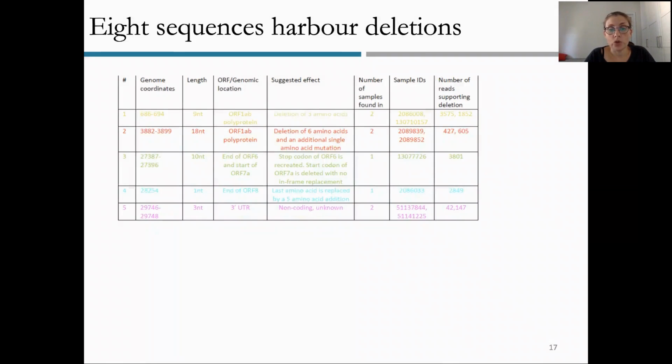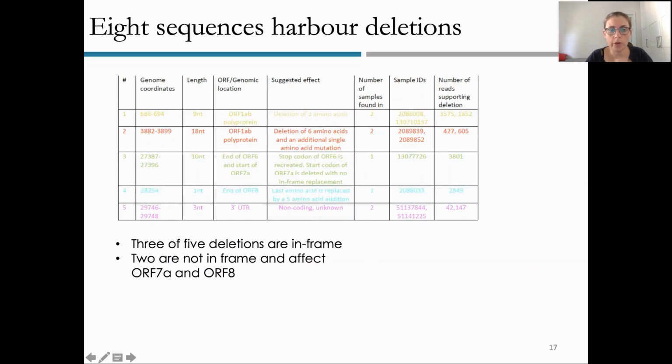Another intriguing fact that we noticed is that 8 sequences in our study harbor deletions, short regions that were completely wiped out of the genome of the virus. We were very surprised by this. 3 of the 5 deletions are in frame. 2 of them are not in frame and affect ORF7A and ORF8. One of them has a dramatic effect: ORF7A is basically wiped out of the genome of the virus. It's very surprising, but we're not the only ones to have reported them.